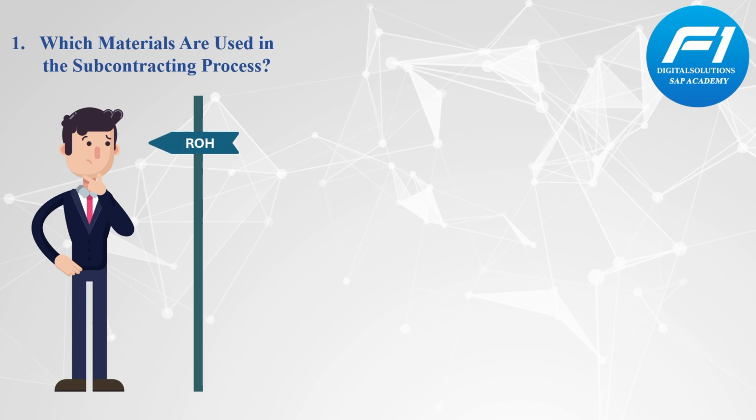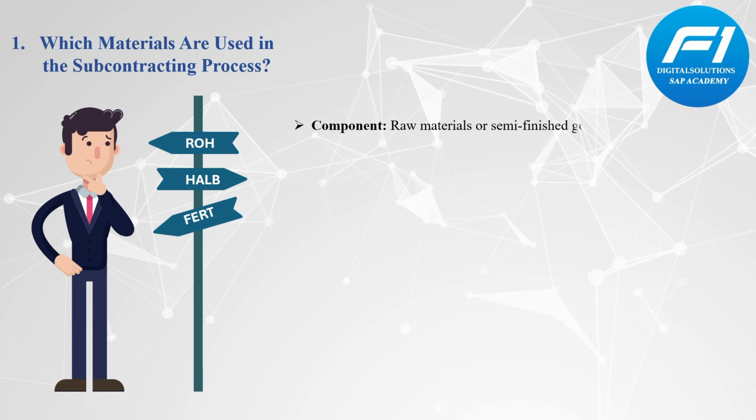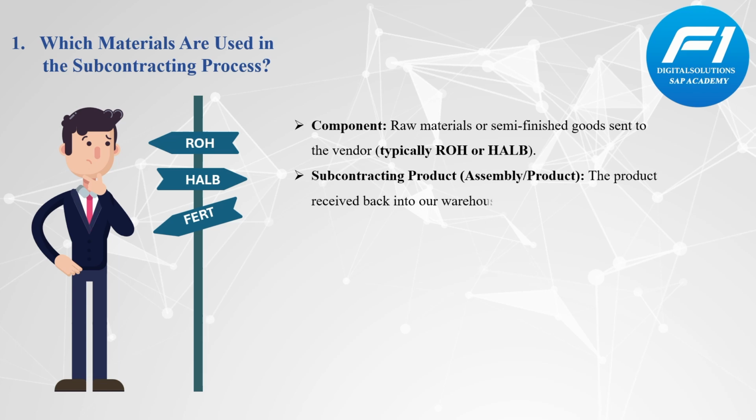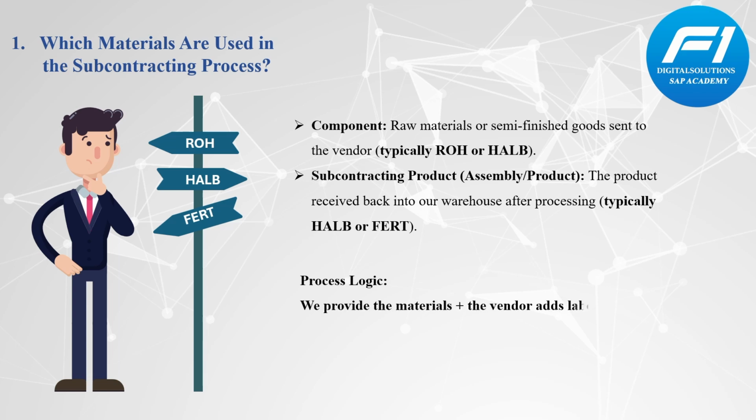Which materials are used in the subcontracting process? First is the component. This is the material we send to the vendor. Usually it is raw or HILB. Second is the subcontracting product. This is the item we get back from the vendor. Usually it is HILB or FAR. The process logic is simple. We give the materials. The vendor adds their work. As a result, a new product is created.